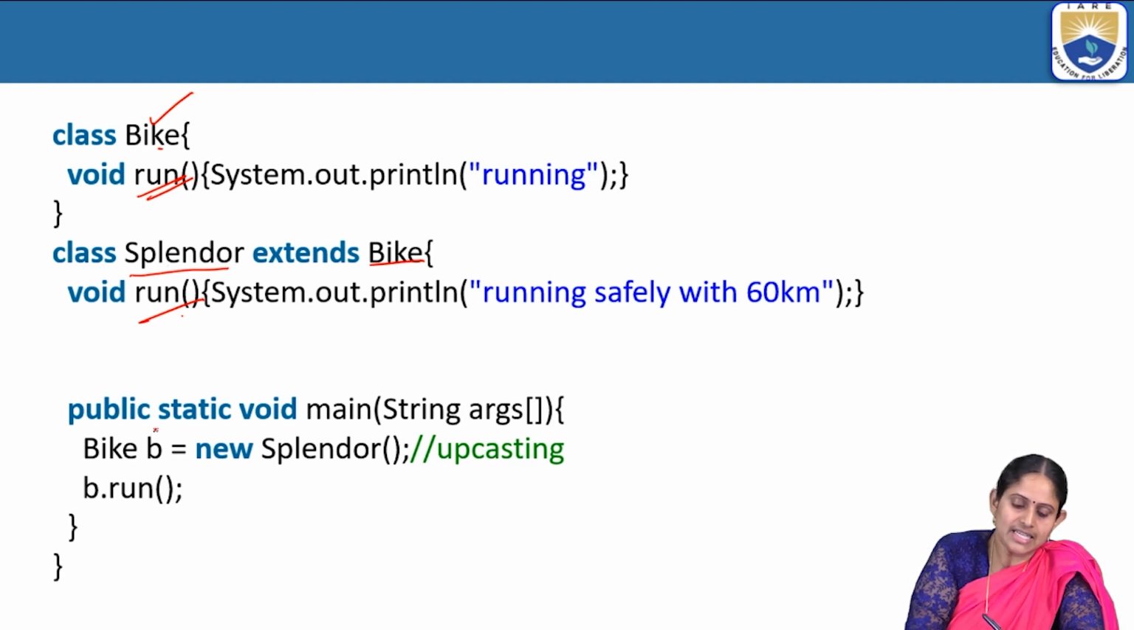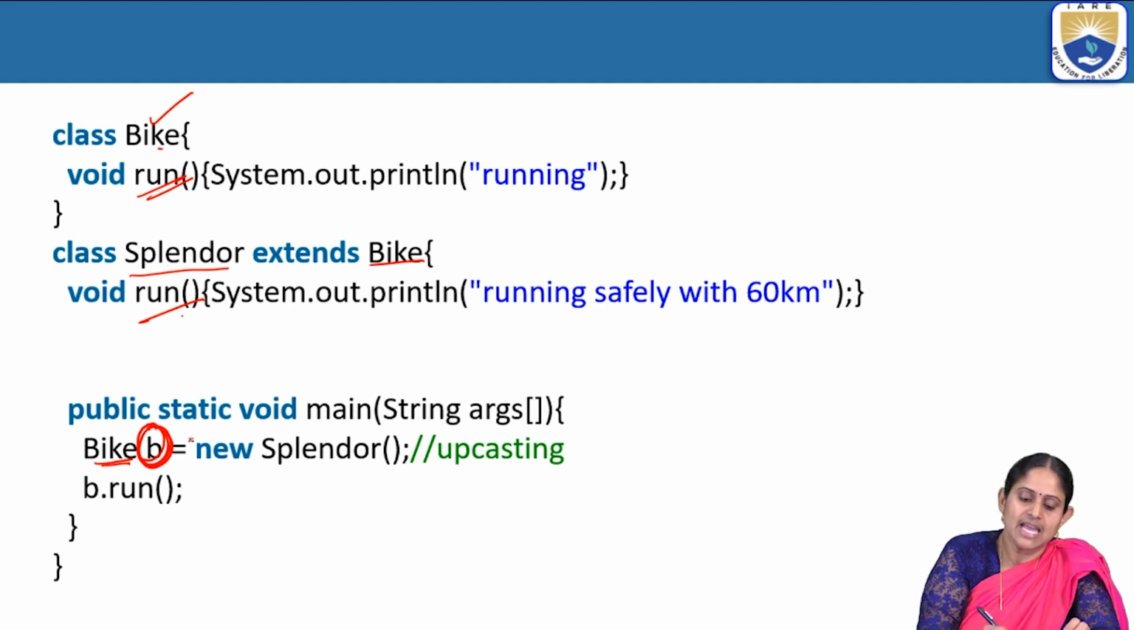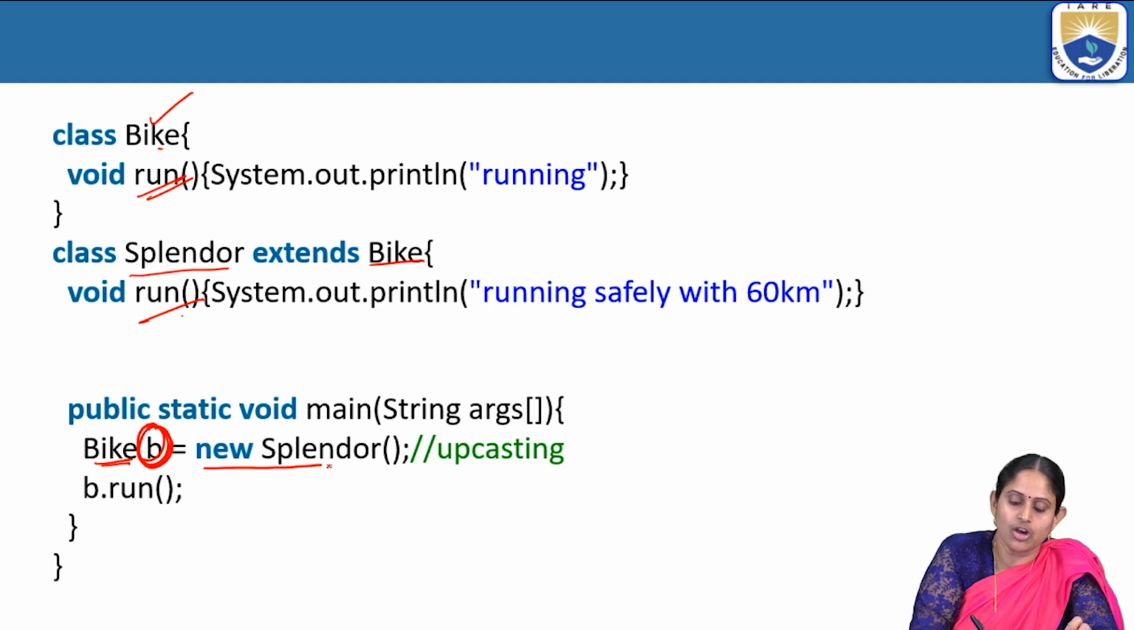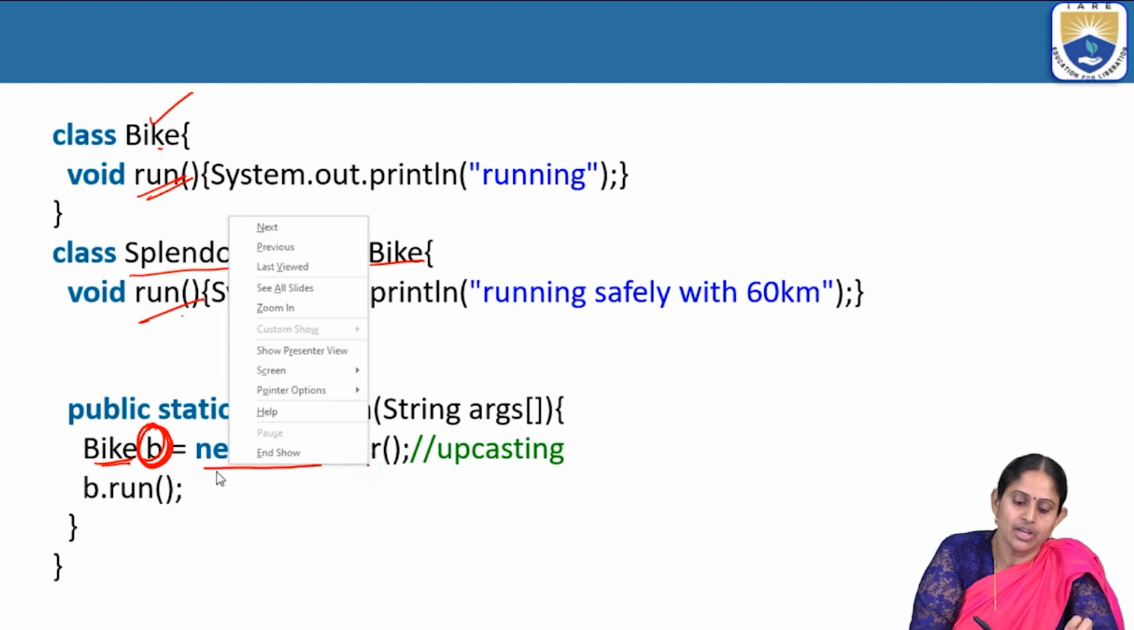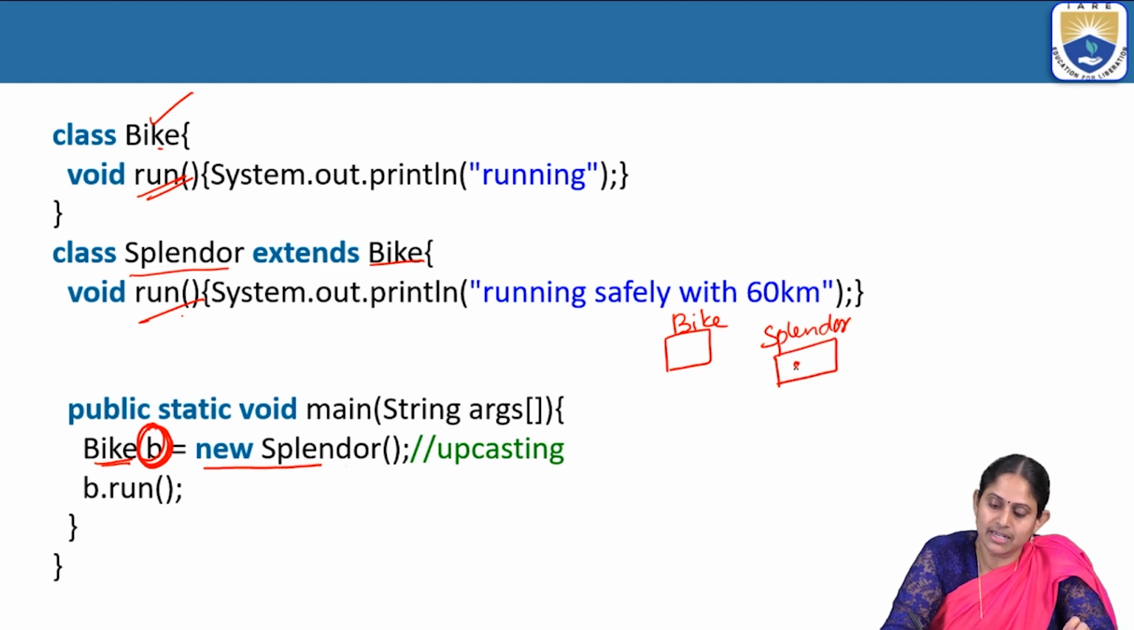Now, inside the main method, we are creating a reference variable of the Bike class. That is, Bike is the superclass. We are creating a reference variable B of the Bike class, and it is made to point to the object of the Splendor class. So that means we have a Bike class, this is the Bike class object, and this is the Splendor class object. So using this Splendor class object, we are invoking the run method.